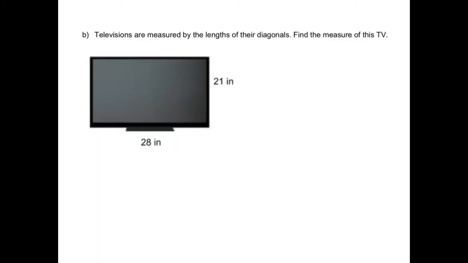This one says televisions are measured by the lengths of their diagonals. Find the measure of this TV. And I want you to realize this is a true statement. When you get a 64-inch television, that's not referencing the height or the length. It's referencing the length of this diagonal here.